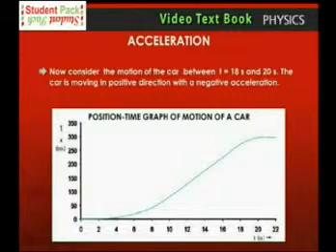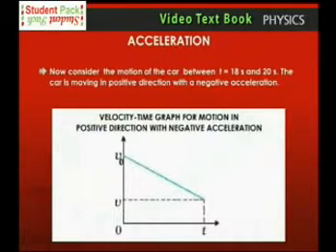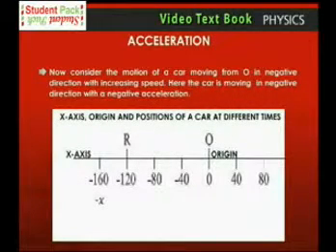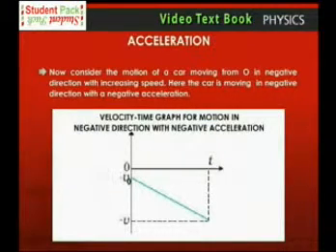Now consider the motion of the car between the time seconds 18 to 20. In this case, the car is moving in positive direction with a negative acceleration, and hence the velocity time graph looks like this. Now consider the motion of a car from O in negative direction with increasing speed. Here the car is moving in negative direction with negative acceleration, and hence the velocity time graph looks like this.